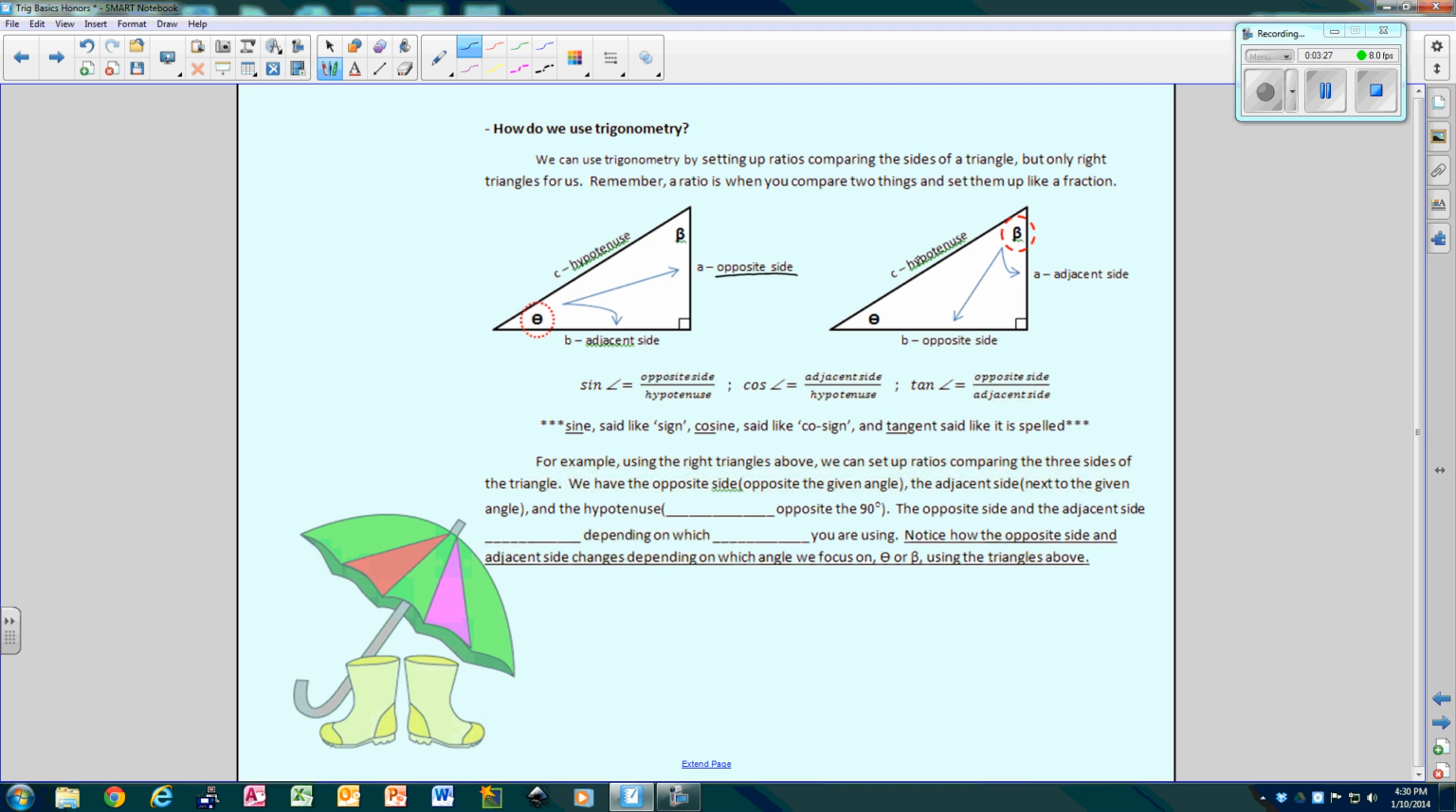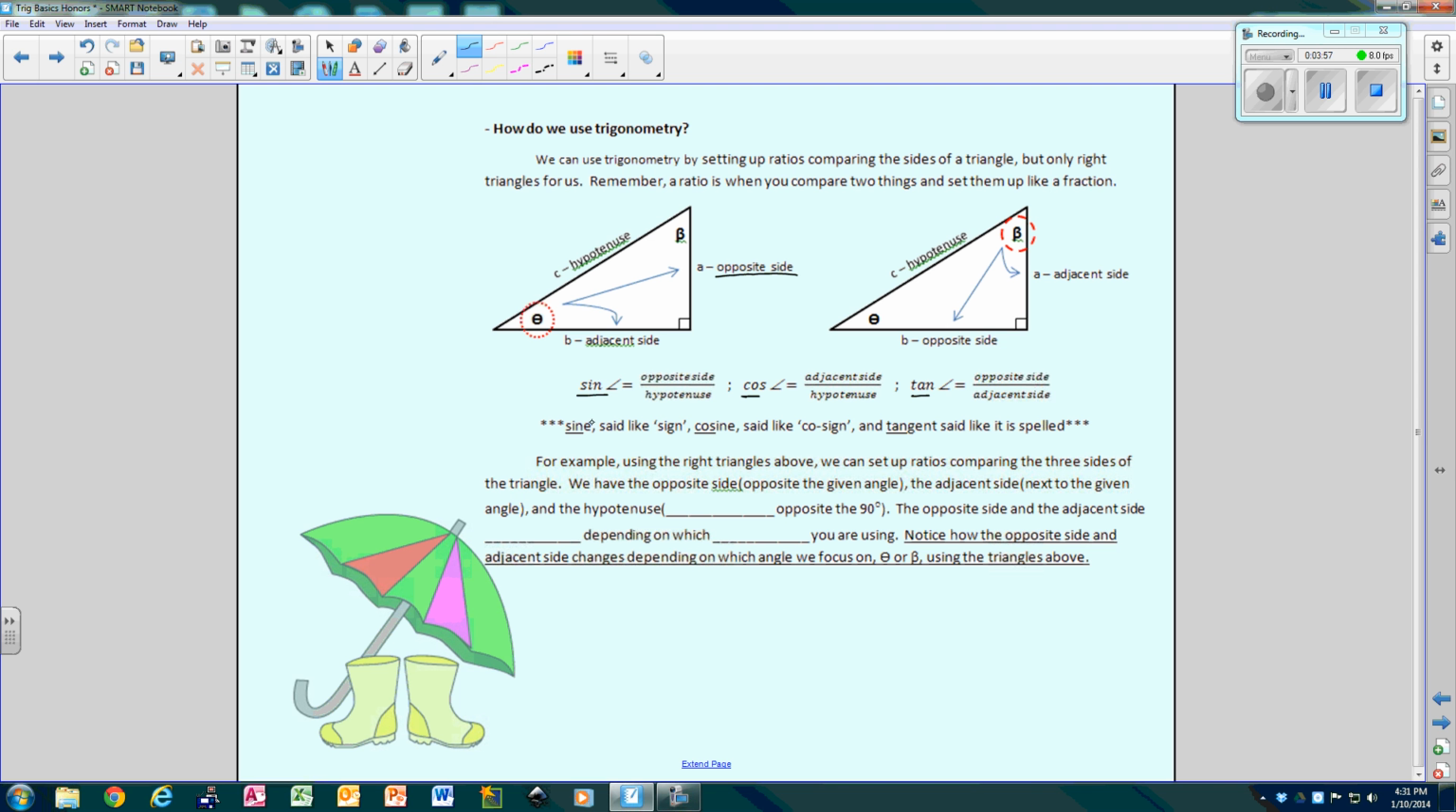Okay, so this reads as the sine of the angle. For example, this would be sine of theta is the opposite side over the hypotenuse. Cosine of the angle equals the adjacent side over the hypotenuse, and the tangent of the angle is the opposite side over the adjacent side. This is pronounced sine, this is pronounced cosine, and this is pronounced tangent.